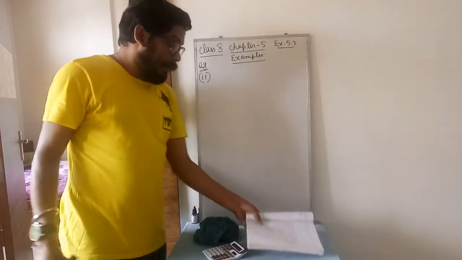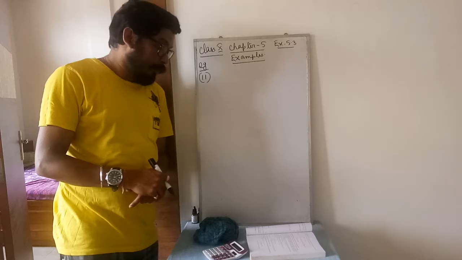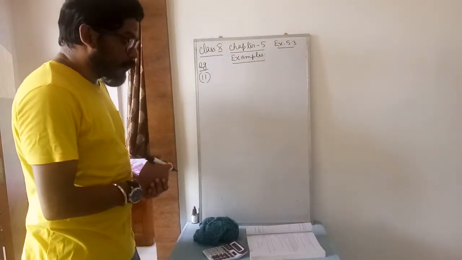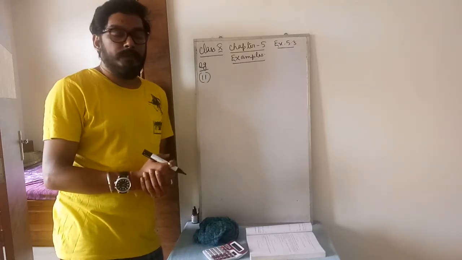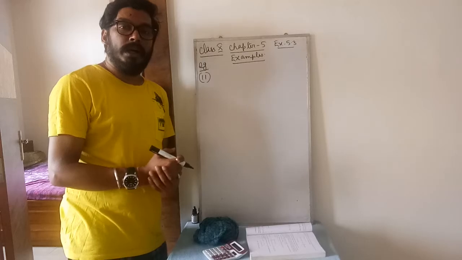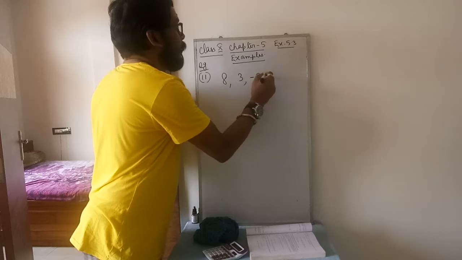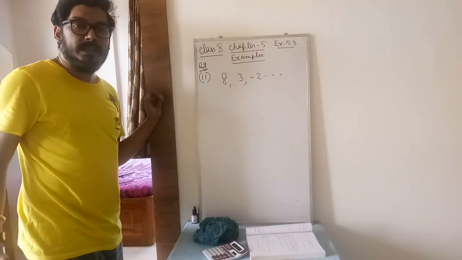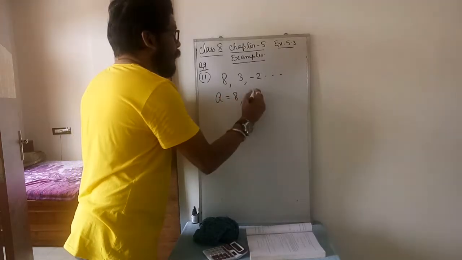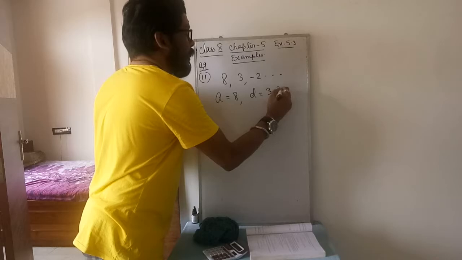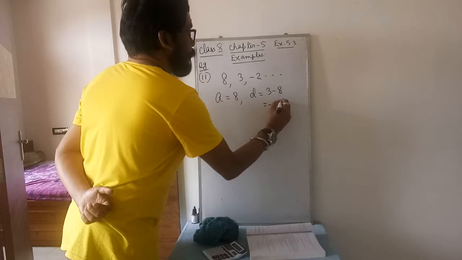So the first example, which is given on page 109 as per the previous edition book: find the sum of the first 22 terms of the AP 8, 3, minus 2. I have to find the sum of the first 22 terms. Here a is 8, and d is 3 minus 8, which equals minus 5.